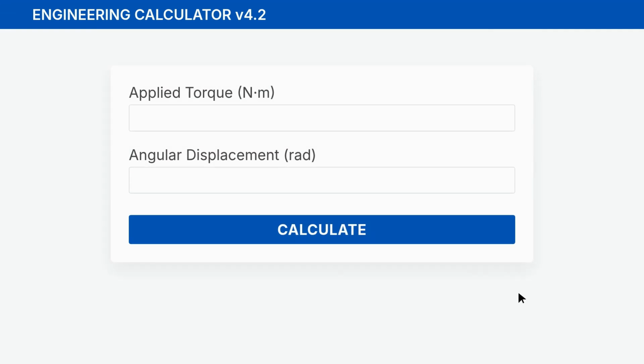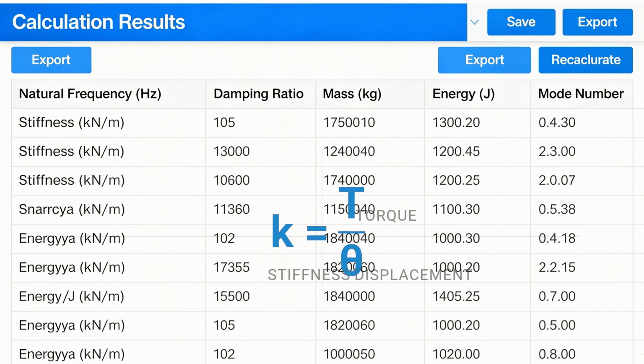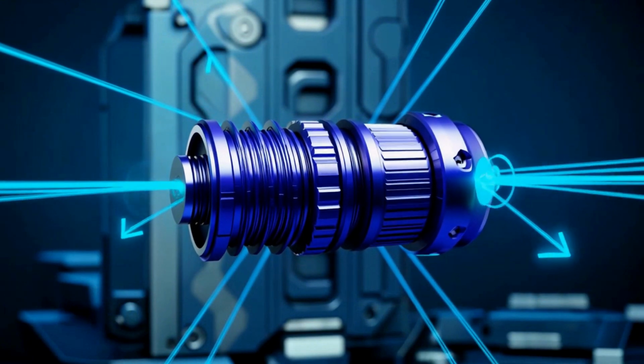For our example, I'll input 50 Newton meters for torque and 0.0087 radians for angular displacement. After clicking Calculate, the tool computes the rotational stiffness by dividing the applied torque by the angular displacement. This tells us how much torque is required per unit of angular rotation.